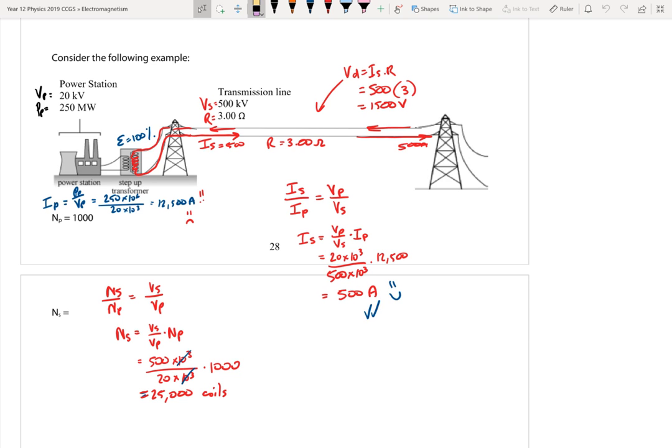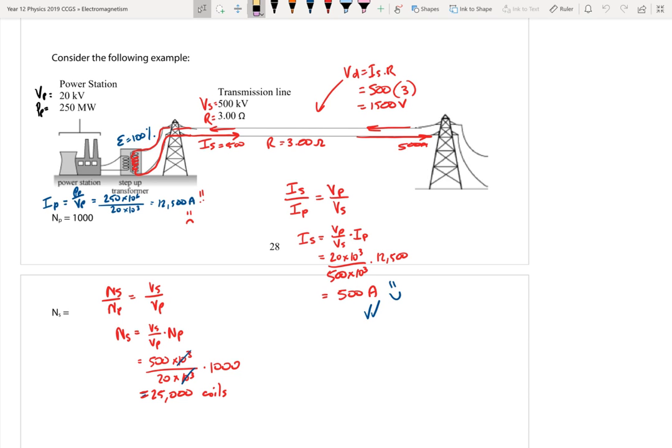So we know that if we step our voltage up, our current will reduce. We get it down to 500 amps, which is pretty nice. It's a relatively low current, hence the smiley face. Okay? Now, here's where we got to.